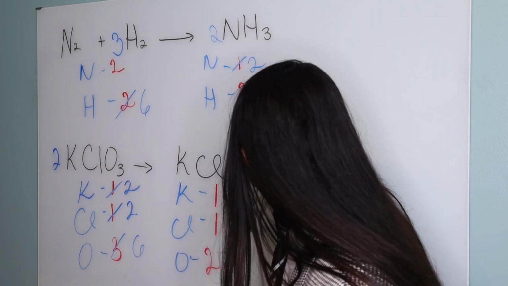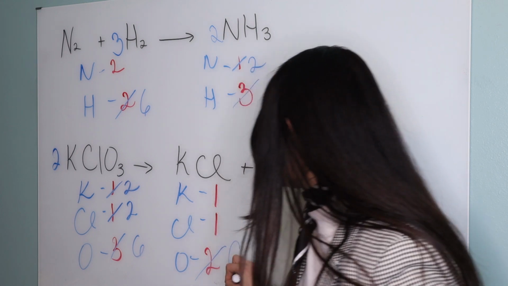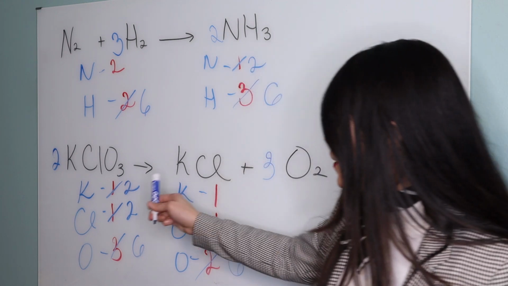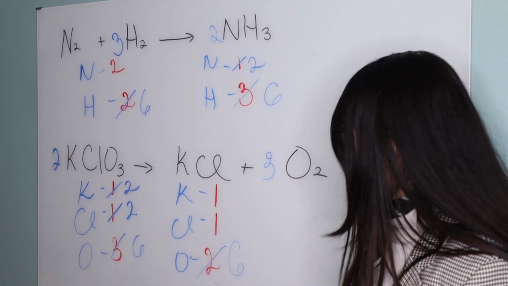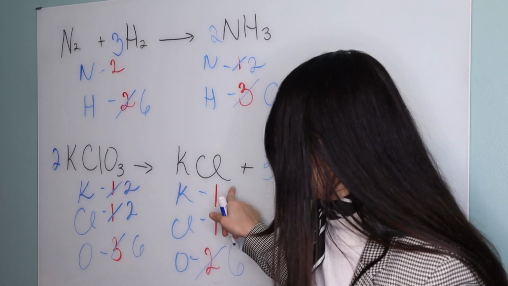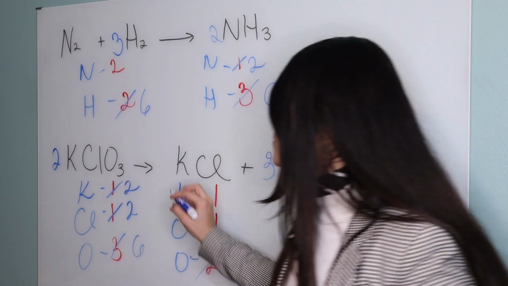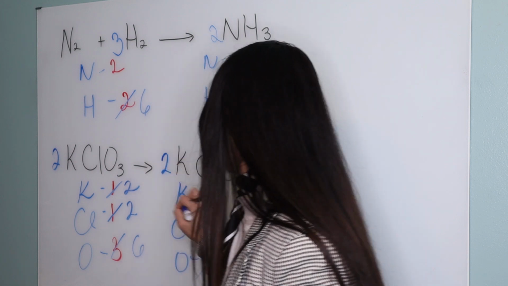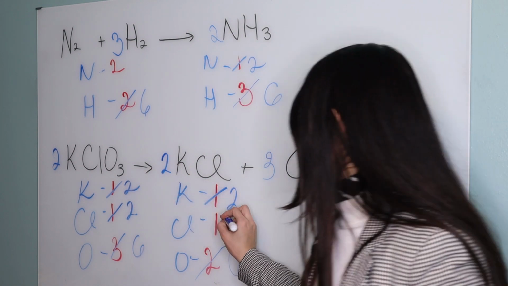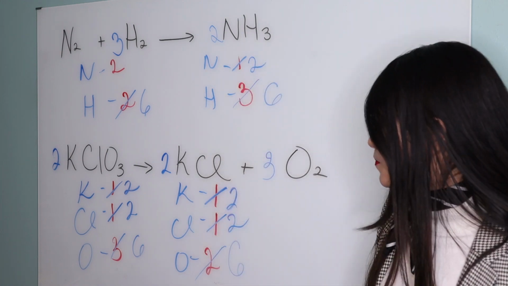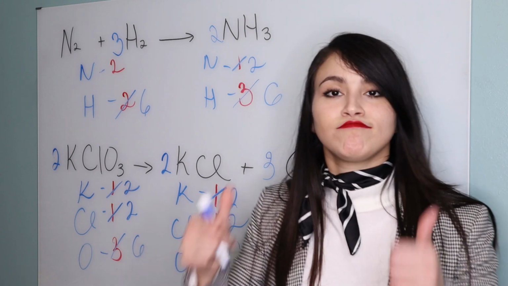So I'm going to take 3 and put it over there. And now we have 6 here. But now we have 2 versus 1 and 2 versus 1. So let's fix that. You ask yourself, 1 times what is going to equal 2? The answer is 2. So I put a 2 here. Now this becomes 2. And because I put a coefficient in front of CL, this becomes 2 as well. So to check, we have 2, 2, 2, 2, 6, 6, and we're good.